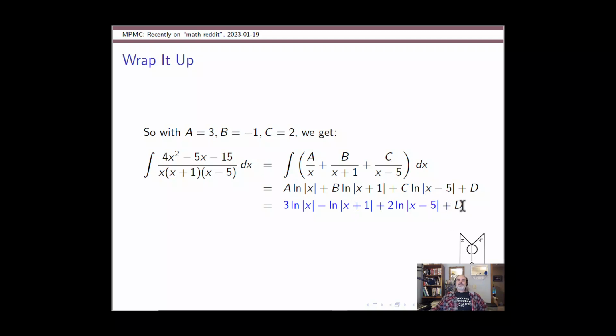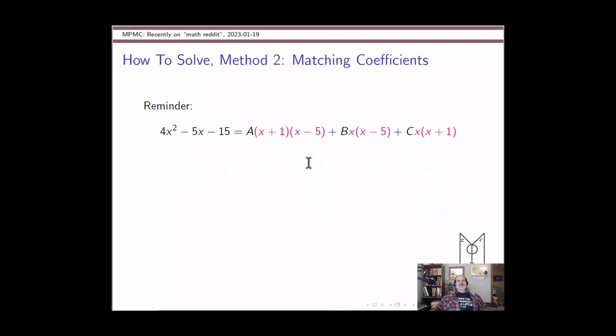Now this plus d is just the arbitrary constant. Normally you would call it plus c, but that c was already reserved there. Okay, again, the calculus, this is it. This is the easy part of this problem. Calculus is easy, algebra sucks.